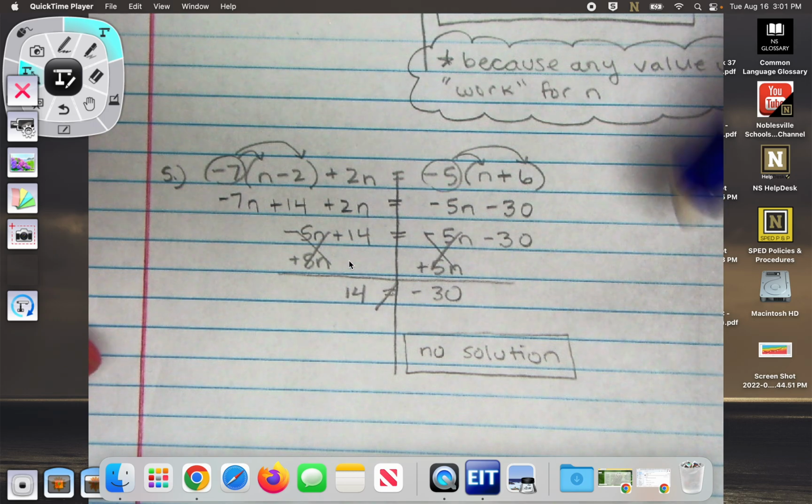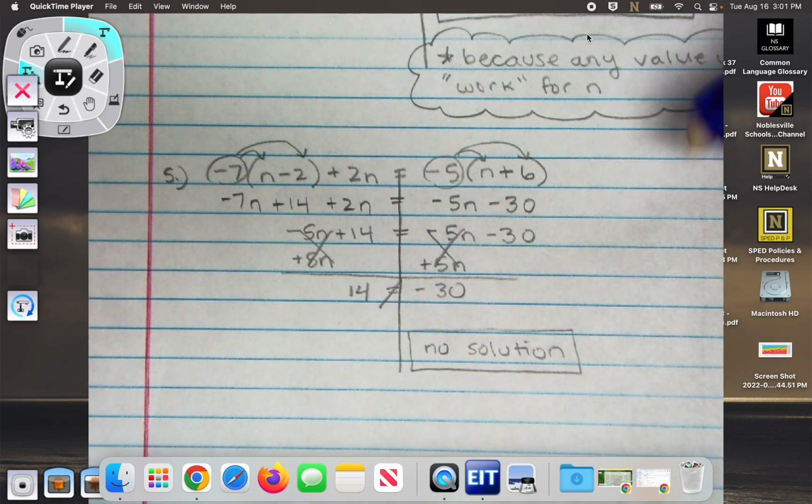Questions? No? So you can have a few different types of answers. You can have one solution, infinitely many, or none, or no solutions. What about 0? Can 0 be an answer? Yes. x can equal 0. In that case, it's one solution. Okay, we will stop right there for today.